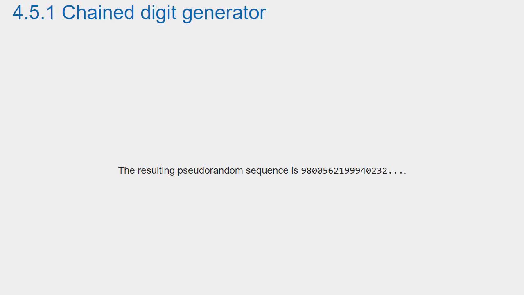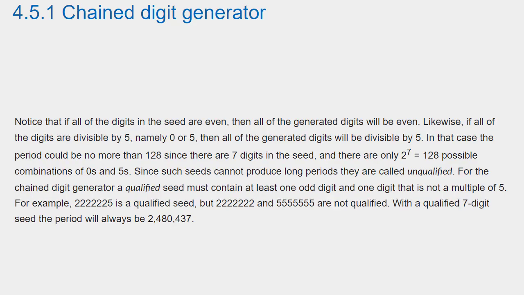To get the second pseudo-random digit, we repeat the process. Here, 9 plus 9 gives 18. We drop the tens digit to get 8. This process can be repeated to get as many pseudo-random decimal digits as desired. The resulting pseudo-random sequence is 9800562199940232.